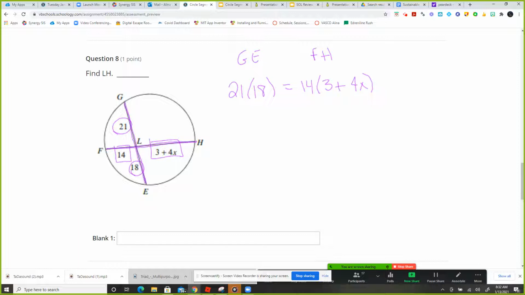So 21 times 18. I love it when there's something easy. I can just put in a calculator. That is 378. And then you're going to distribute. So 14 times 3, is that 42? And then 56x. I feel like maybe I should put that 14 times 4 in the calculator just to make sure. Oh, it is 56. Love it. So then we're going to solve that. 378 minus 42, and then divided by 56. What did you get for x?